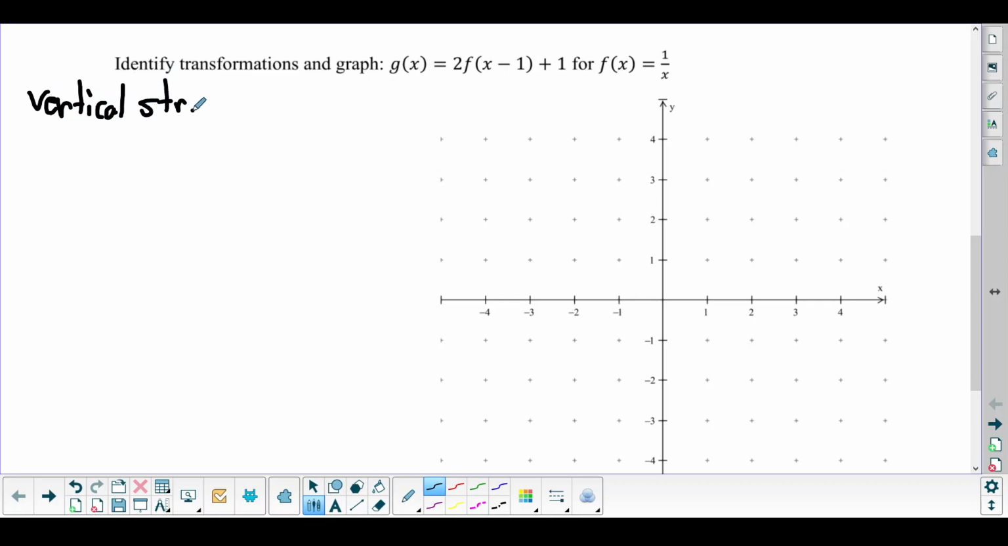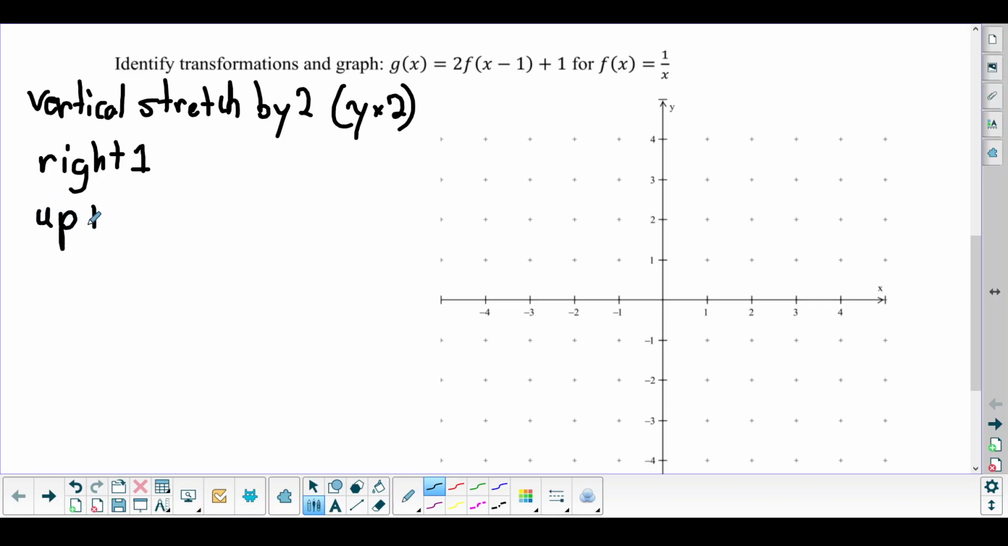Vertical stretch by 2. And remember, algebraically, that's going to just be our y's times 2. So inside the function, we have x minus 1. So that's going to be right 1. And outside here, we have plus 1. That's going to be up 1.